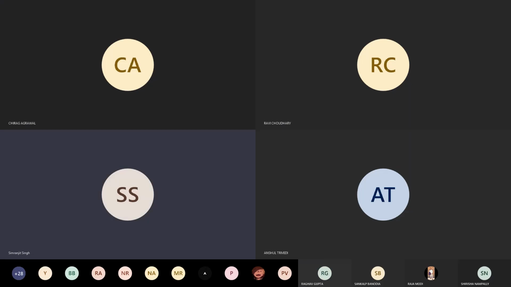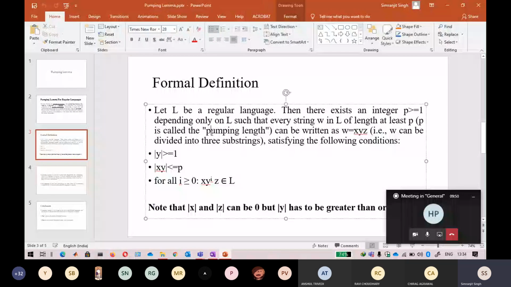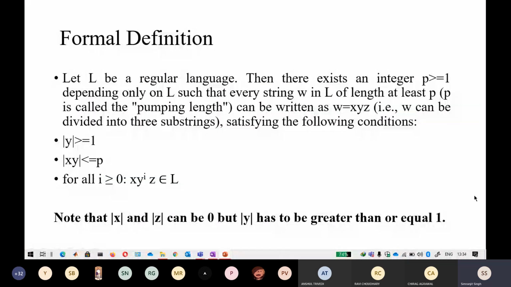Again, if I just revise that thing, this pumping lemma, there are only three conditions. Mainly there are three conditions that are written here, and the fourth condition is written here. Depending upon the L, such that every string W in L is of length at least P.